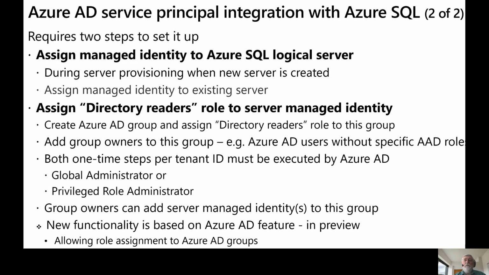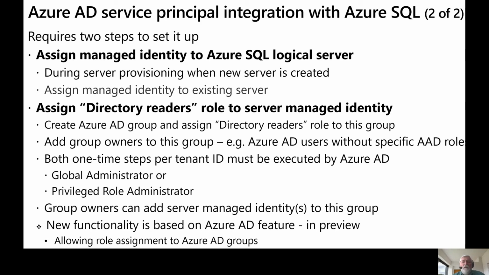To set it up for Azure SQL, 2 steps are required. The first is to assign a managed identity to the Azure SQL logical server, and then create the directory readers role. The managed identity assignment for Azure SQL can be created during server provisioning when we create a new server, but it also can be created afterwards when the server exists. The directory readers role for this managed identity is needed to allow access for this particular server to Graph API to get the information about the user itself.